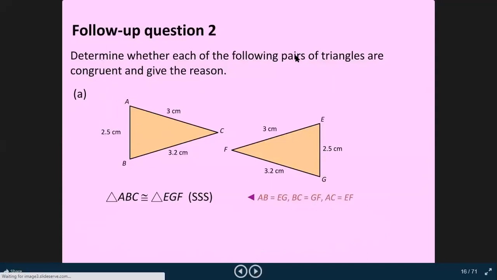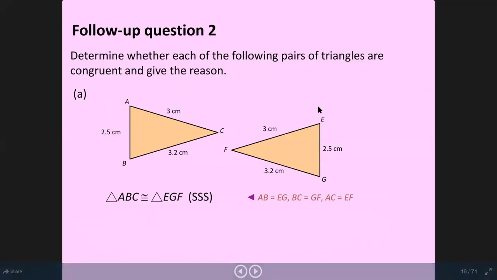Determine whether each of the following pairs of triangles are congruent and give the reason. Those two triangles in front of you now, will they be congruent or not? And tell me the reason.